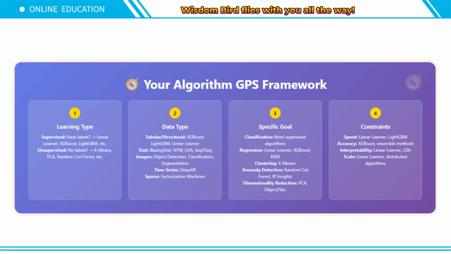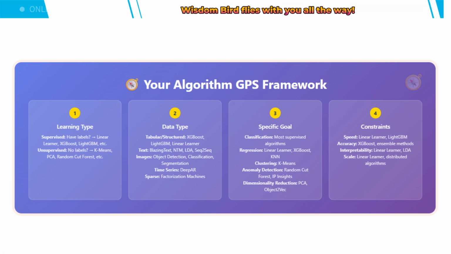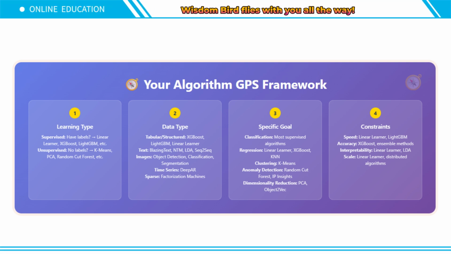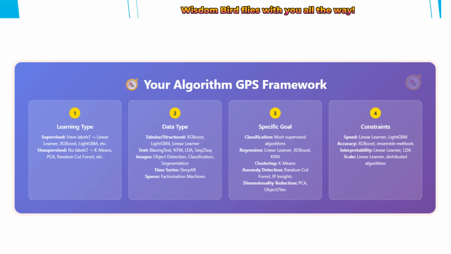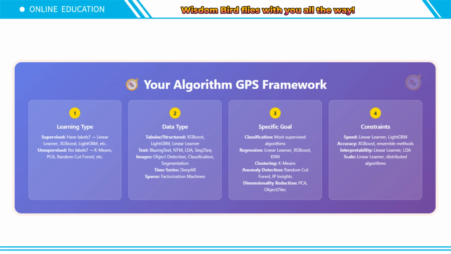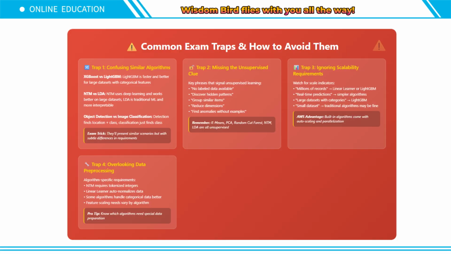Step 3: what's your specific goal? Classification: most supervised algorithms. Regression: linear learner, XGBoost, KNN. Clustering: K-means. Anomaly detection: random cut forest, IP Insights. Dimensionality reduction: PCA, Object2Vec. Common exam traps and how to avoid them.